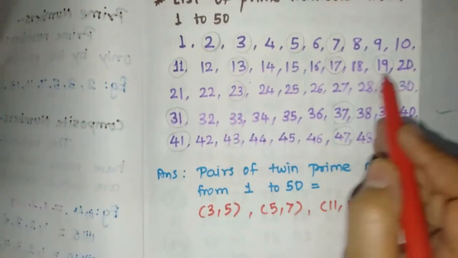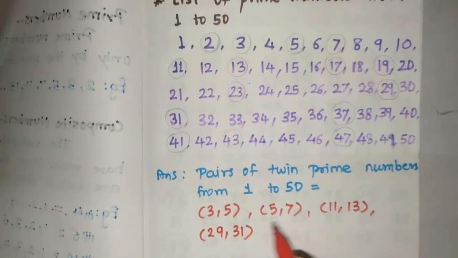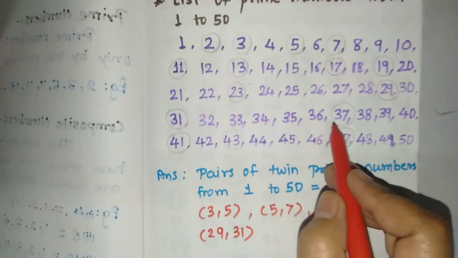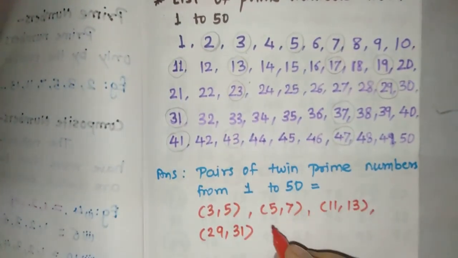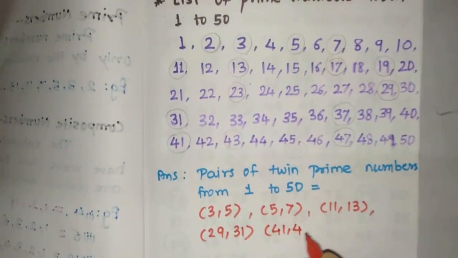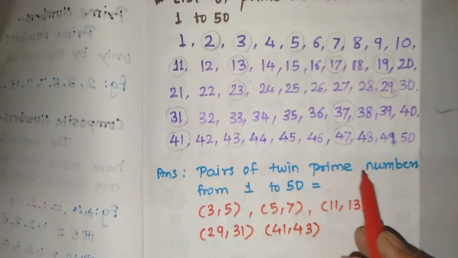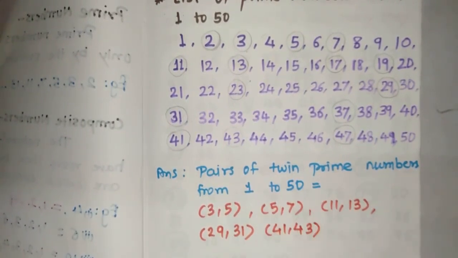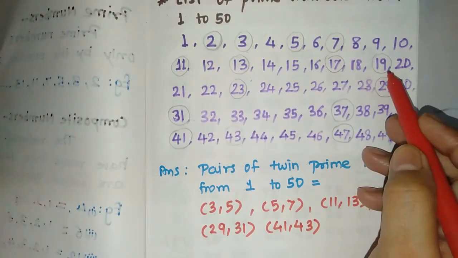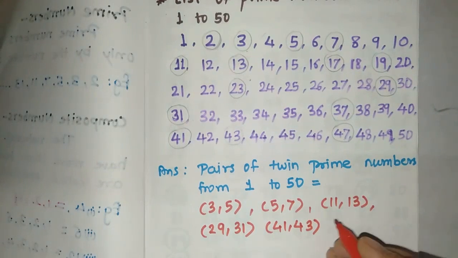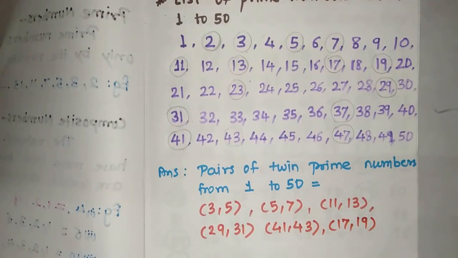Next, 29 and 31. 41 and 43. So these are the 5 pairs of twin prime numbers from 1 to 50. There is one more pair, 17 and 19. So you can choose any 5.